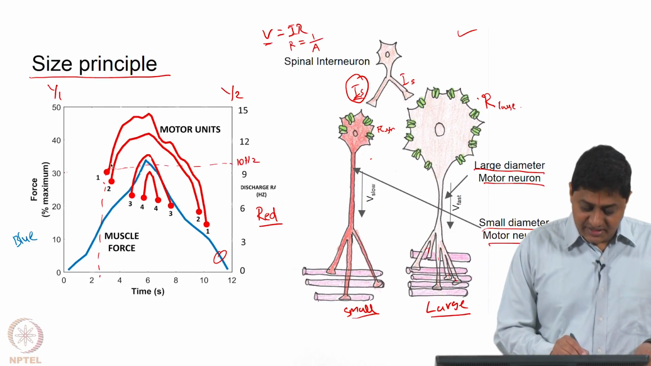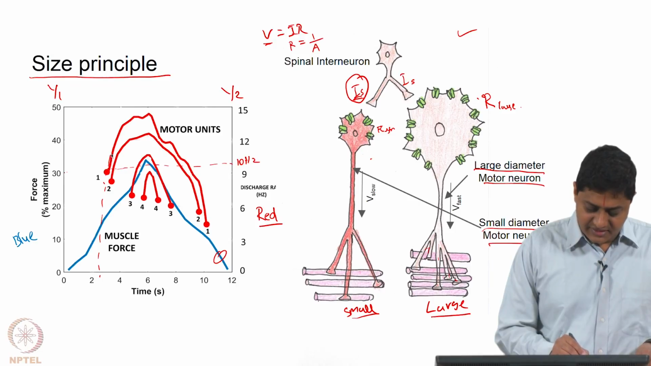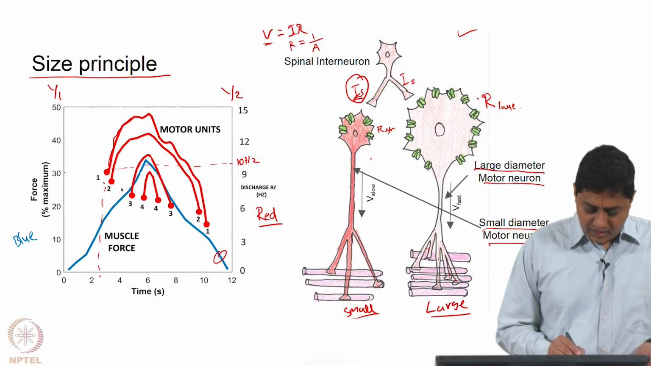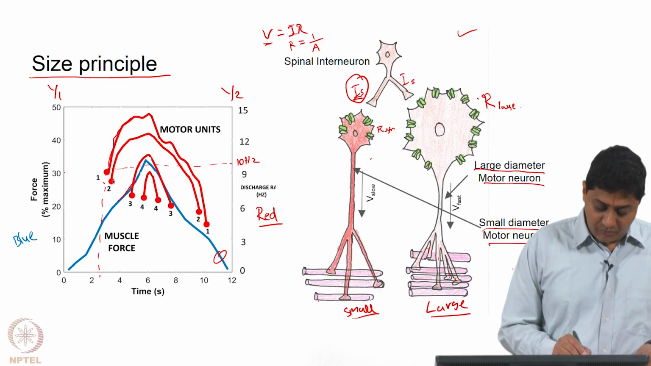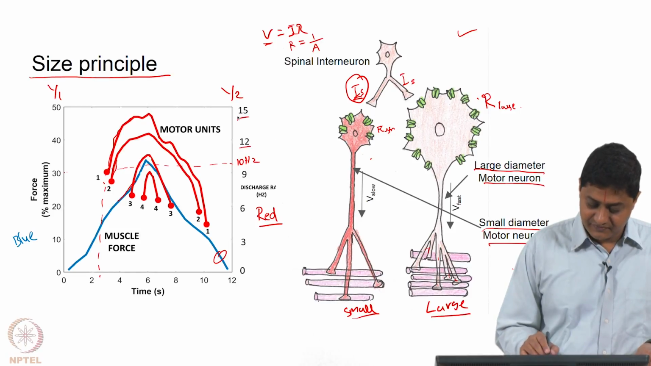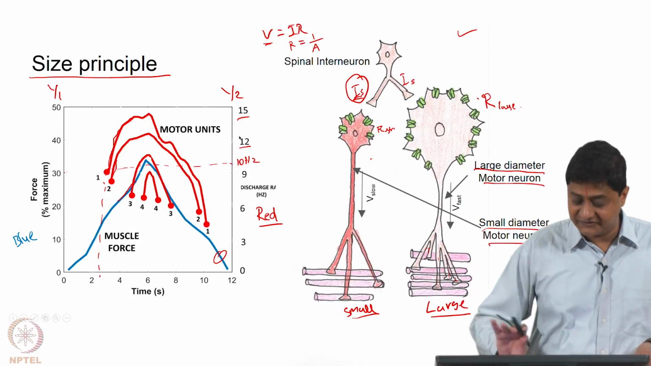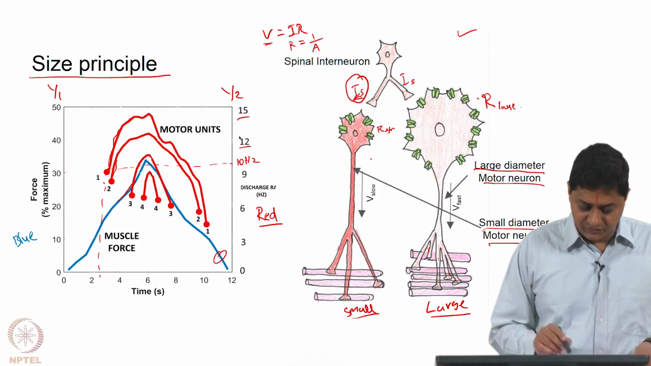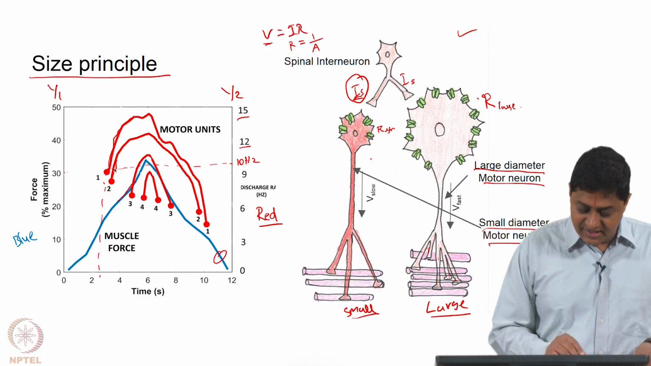I keep increasing this value, right, and that causes an increase in force, and I recruit one more motor unit and I keep increasing the discharge rate. So, for the red we will have to see the right hand side scale, y2 scale, is it not. So, the discharge rate keeps increasing for these two motor units.